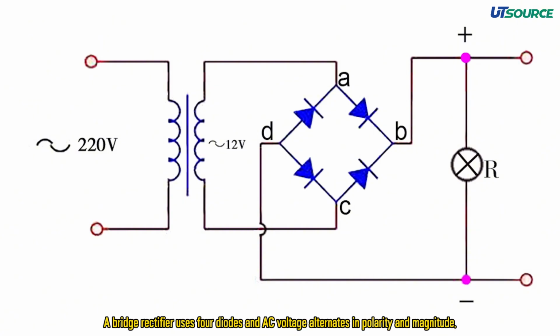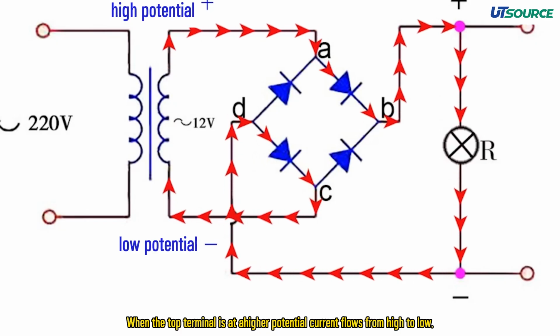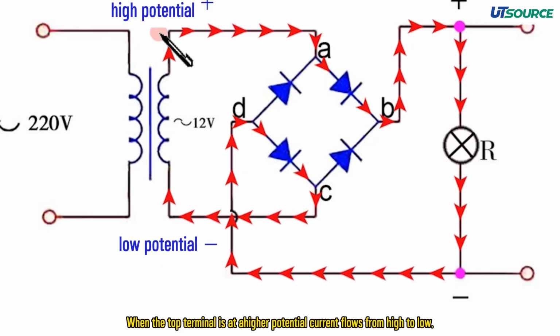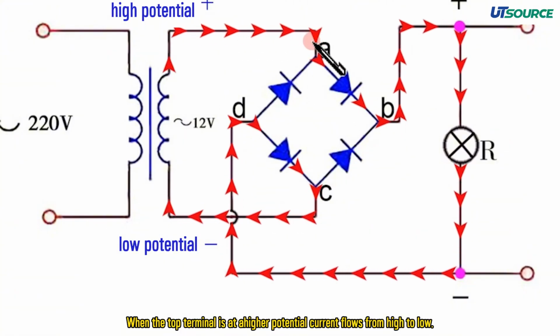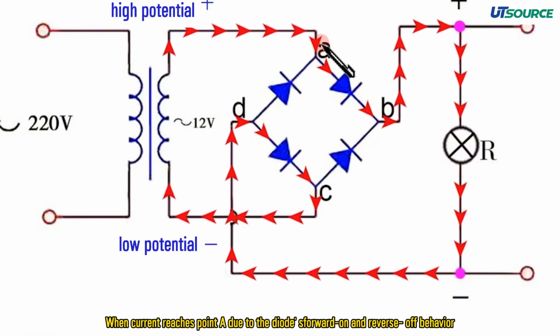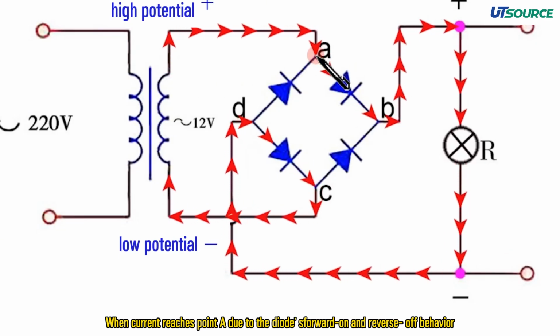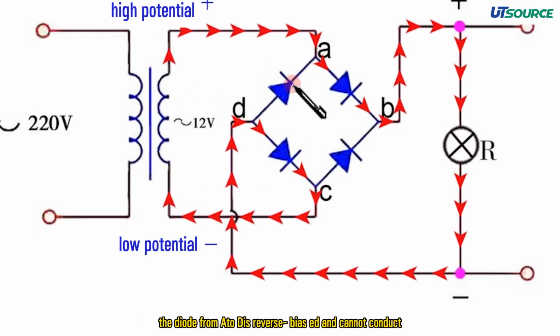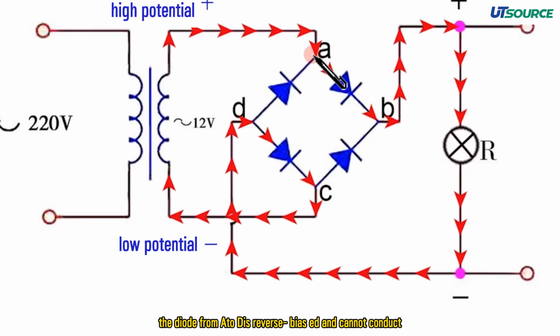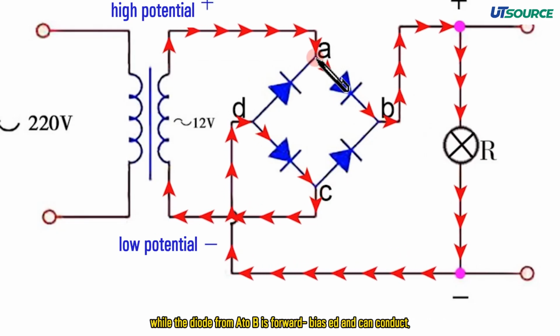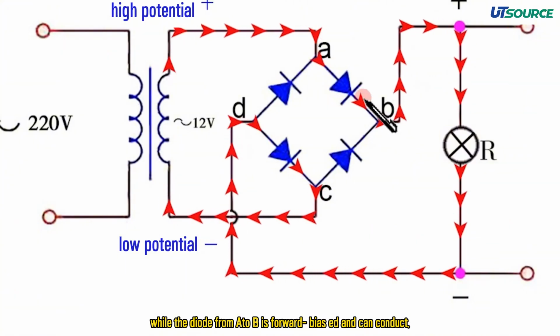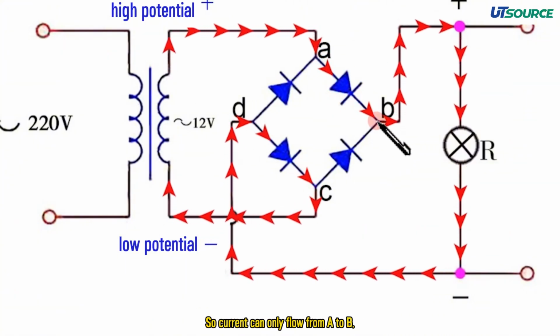A bridge rectifier uses 4 diodes, and AC voltage alternates in polarity and magnitude. When the top terminal is at higher potential, current flows from high to low. When current reaches point A, due to the diode's forward on and reverse off behavior, the diode from A to D is reverse biased and cannot conduct, while the diode from A to B is forward biased and can conduct. So current can only flow from A to B.